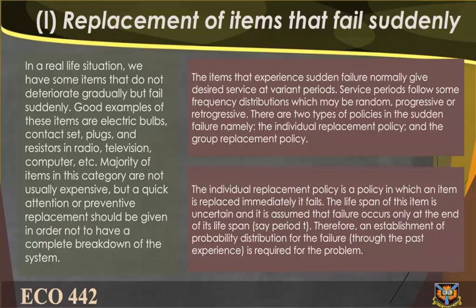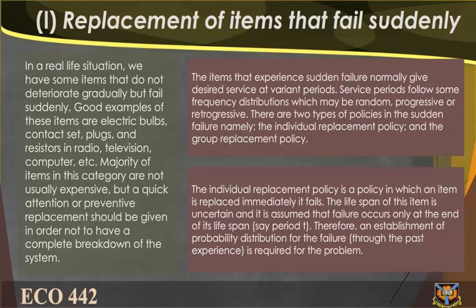The items that experience sudden failure normally give desired service at variant periods. Service periods follow some frequency distributions which may be random, progressive, or retrogressive. There are two types of policies in the sudden failure, namely the individual replacement policy and the group replacement policy. The individual replacement policy is a policy in which an item is replaced immediately it fails.